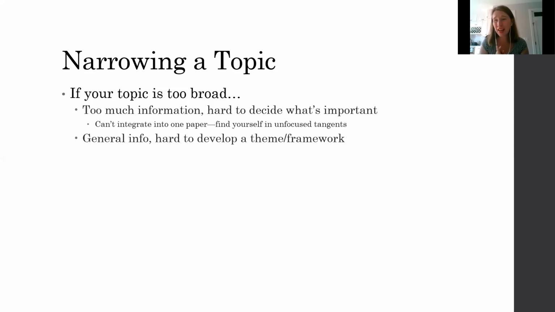So that's what I mean by a theme or a framework. At its core, most academic writing is some sort of categorization. And if you have too much general information, it can be hard to decide what the categories should be, what should go in those categories. It's just too much, okay? And it can also be difficult for you to select your methodology. So if you're doing any firsthand research, primary research, where you are going out into the field, so to speak, and you are doing surveys or interviews or measurements of your own or anything like that, it can be hard to decide on that methodology if the topic itself is too broad.